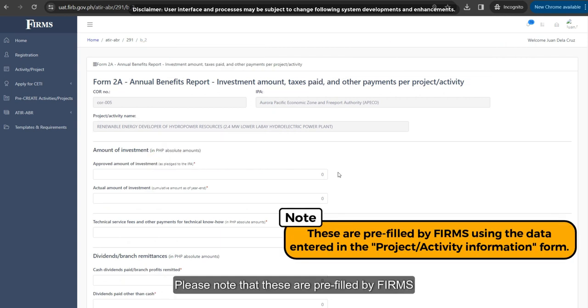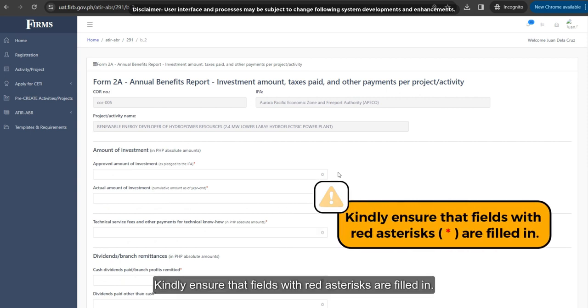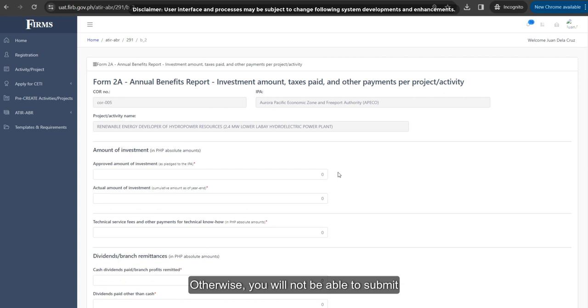Please note that these are pre-filled with FIRMS using the data entered in the project or activity information form. Kindly ensure that fields with red asterisks are filled in. Otherwise, you will not be able to submit and proceed if these are left blank.